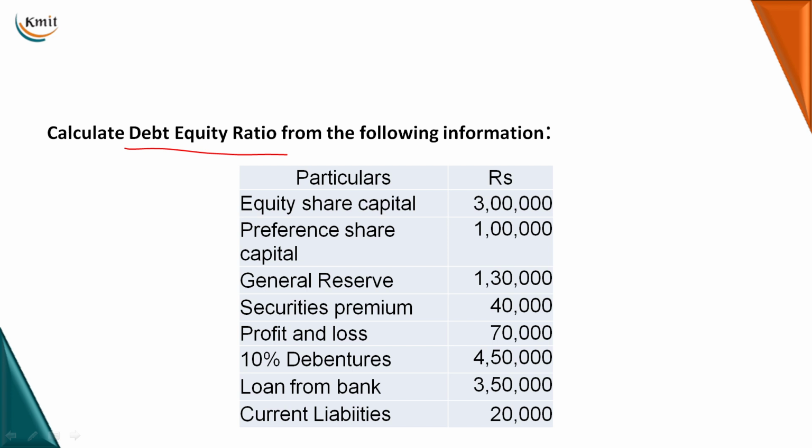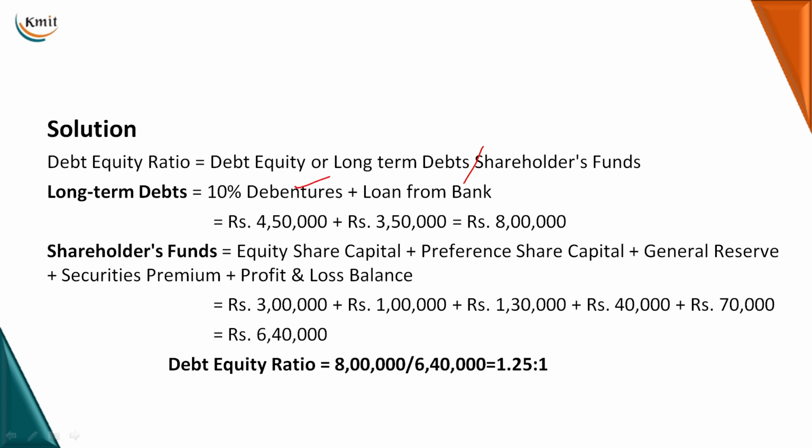Here it is debenture capital, that is 10% debentures, meaning 10% interest is payable on this. Loan from bank is standing at 3,50,000. So these are the long-term liabilities in the given data. The current liabilities are also listed here, but we are not going to include current liabilities in assessing the debt equity ratio. So our long-term debts will be both the debentures and the long-term loan.